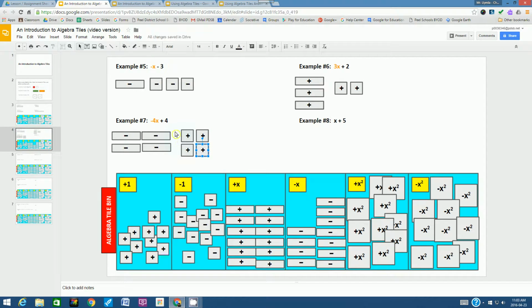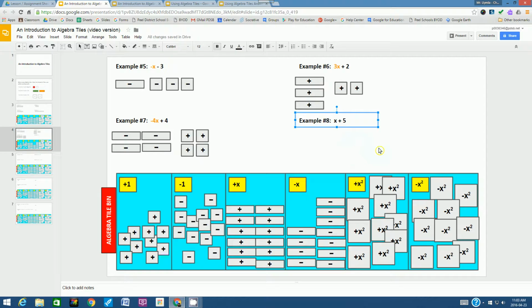It's very important that you keep your tile diagram solutions very organized. I've got my 4 negative x's clumped together or grouped together, and I've got my 4 positive tiles grouped together. This idea of grouping is very, very important. I'm going to use that word over and over and over again. Okay, let's go to example 8.